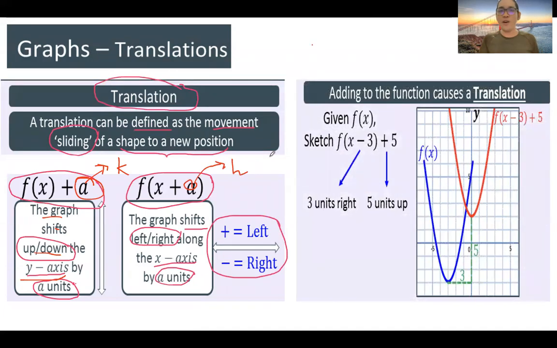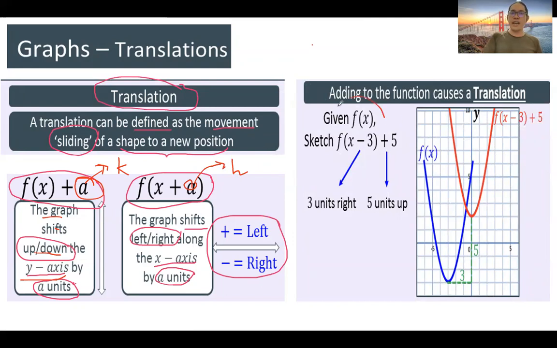Okay. So now, adding to the function, please take note of this. Adding to the function causes a translation. Do not forget that concept. If you add something to the function, it will cause a transformation, which is called a translation.